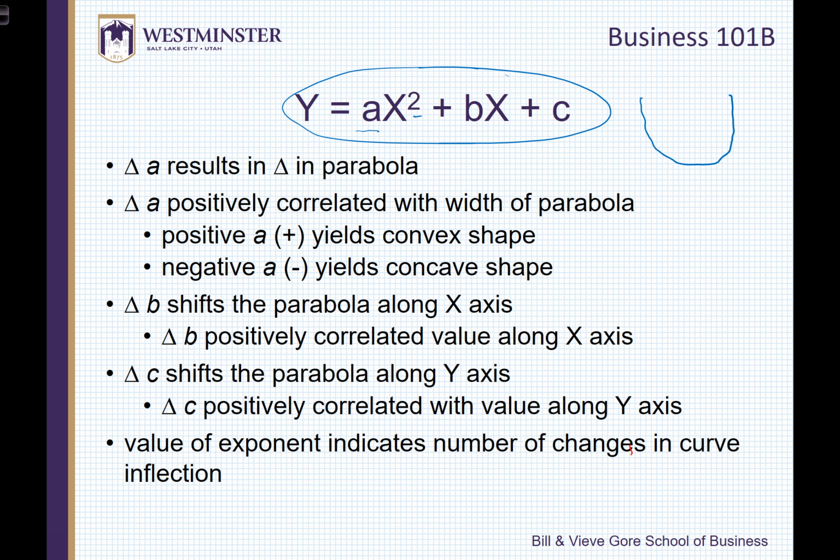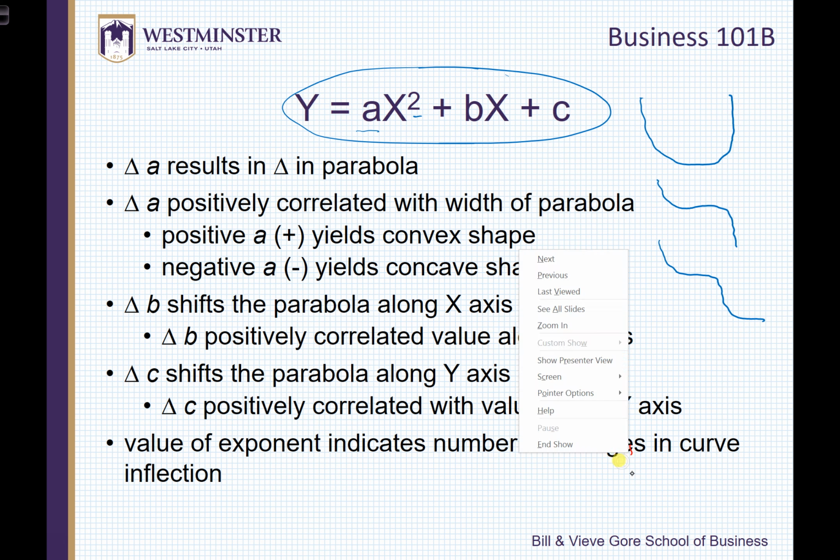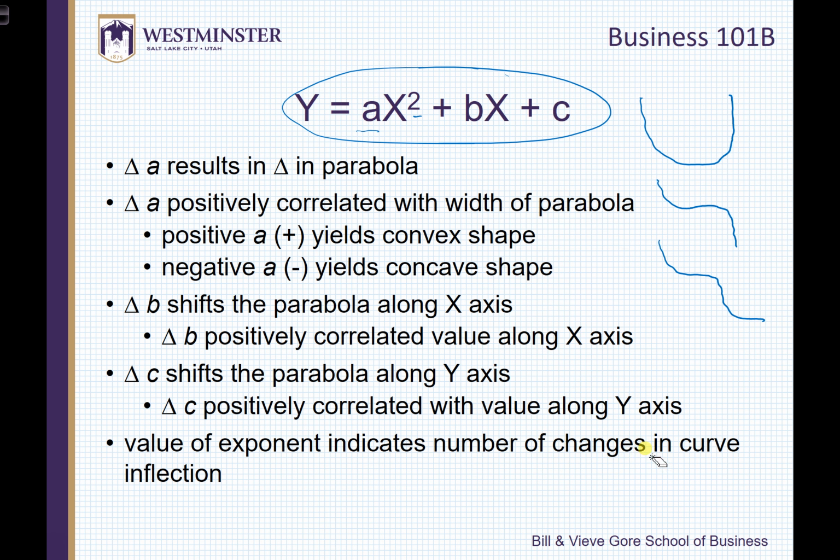If it was a cube, then this would change and change again. If it was quad, it would change, change, and change. So the exponent is really what's indicating the number of changes in the curve. I have this down here for us, and it gives us our basic shape. So changes in A result in changes in the parabola, its shape. Changes in A are positively correlated with the width of the parabola. So a positive A is going to yield a convex shape.